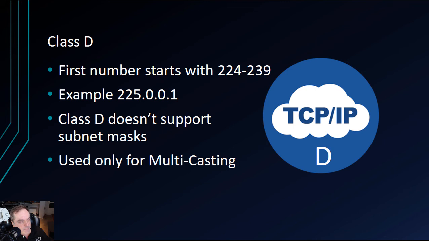I've seen this happen before in corporate situations where you might have a company video that needs to be streamed out to multiple different locations. So you can multicast that video out, and it goes out over 224 through 239, one of those addresses.